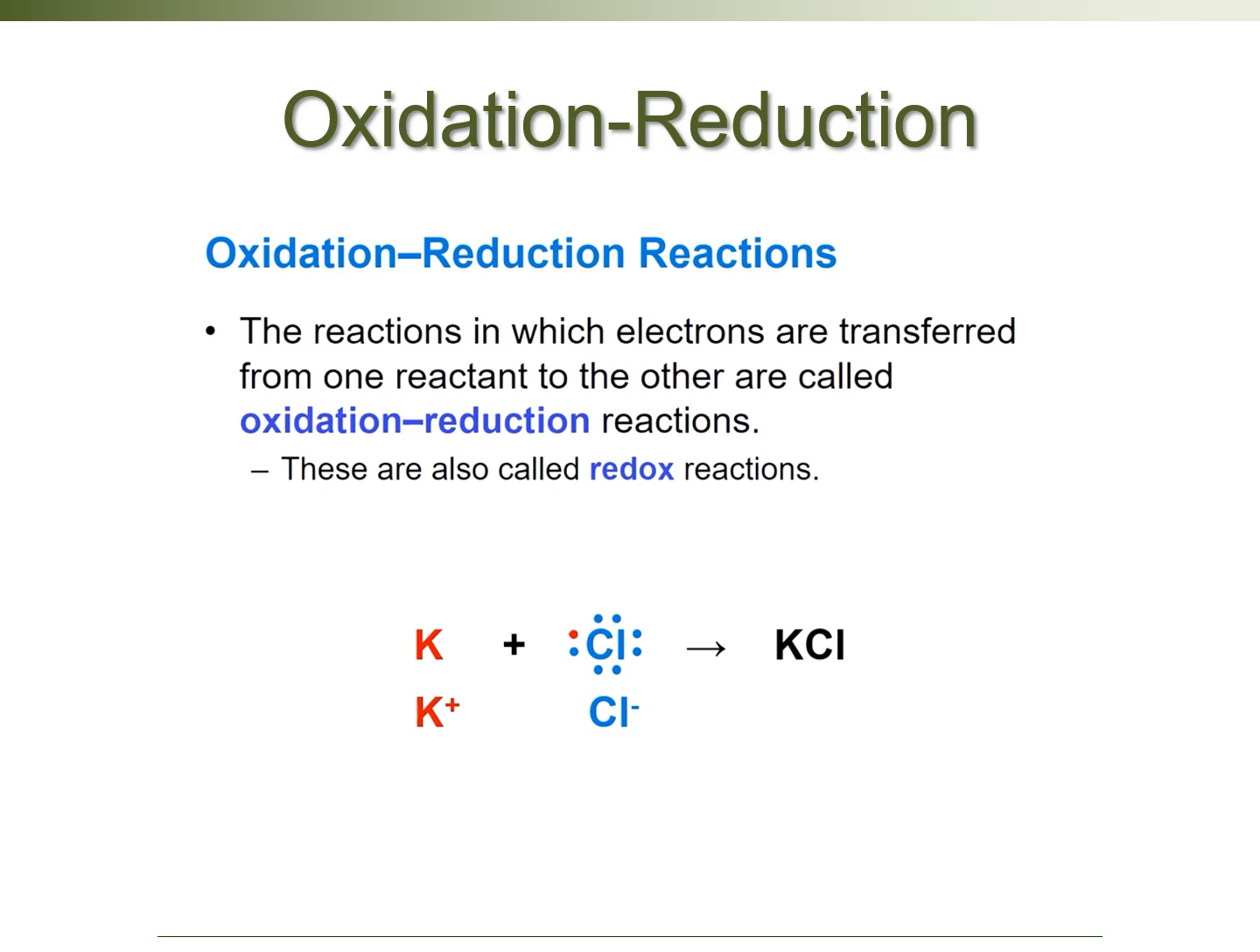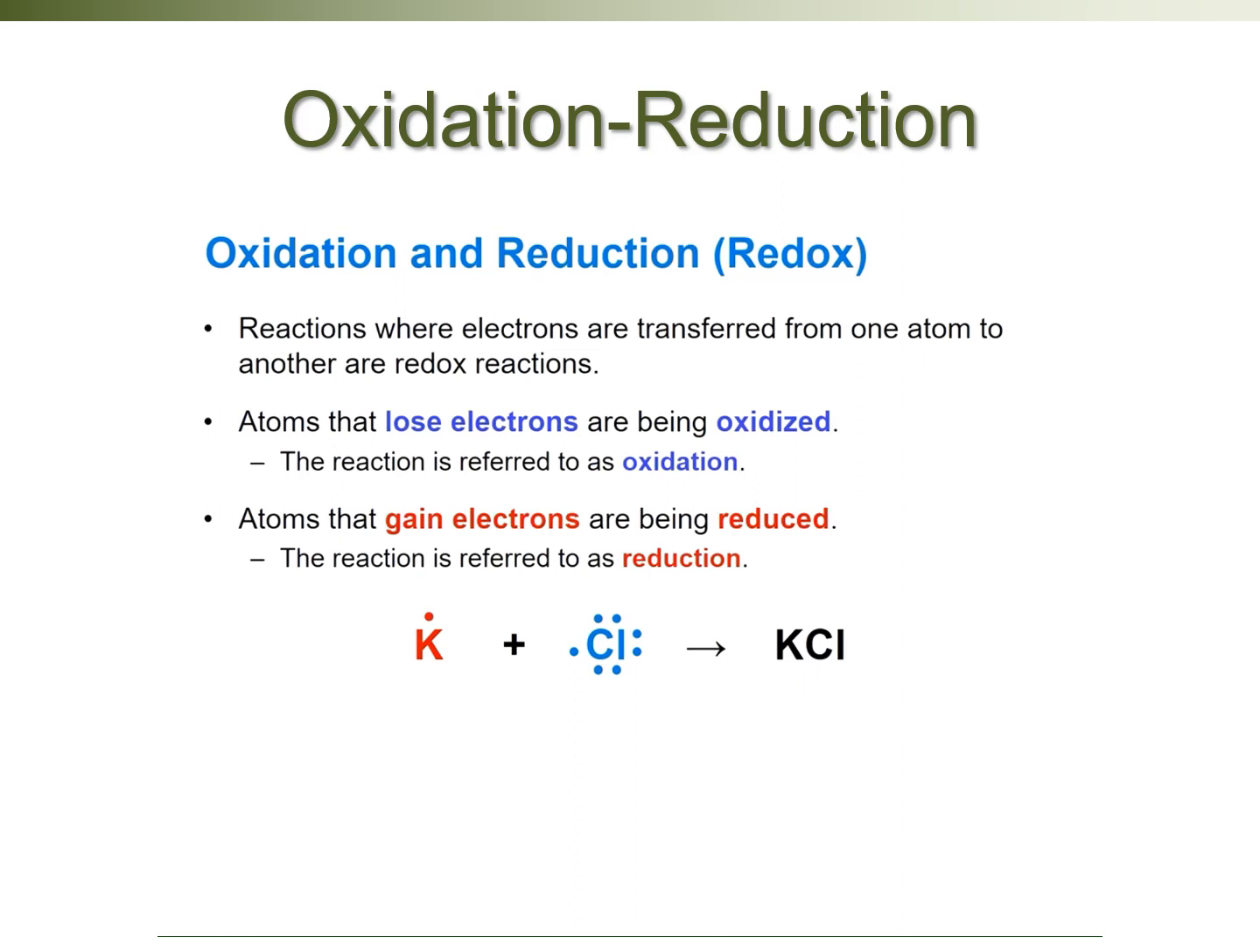But instead of drawing out the Lewis dot, we actually do it through a numbering system whereby we assign something known as oxidation numbers. So again, to reiterate, oxidation and reduction reactions, redox reactions as they're also known, are reactions where electrons are transferred from one atom to another.